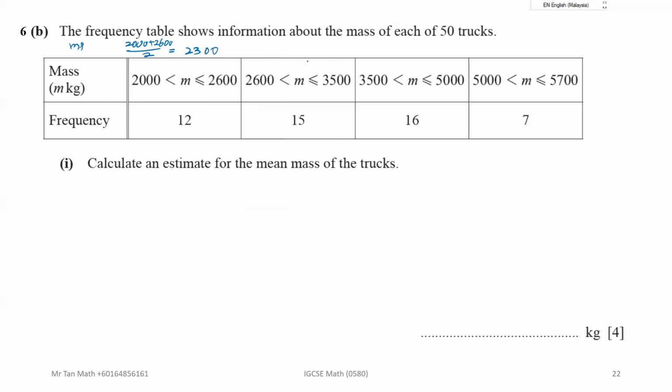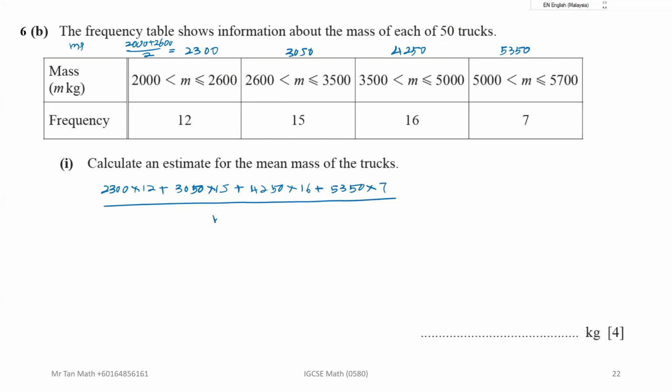Then you do the rest the same, add and divide. This one you should get 3050, and then 4250, and then 5350. So calculate the mean. For the mean, you take the midpoint times the frequency. Then you just add everything: 4250 times 16, we add 7. Everything you divide by 50. Use 50 chunk. So you should get 3576.